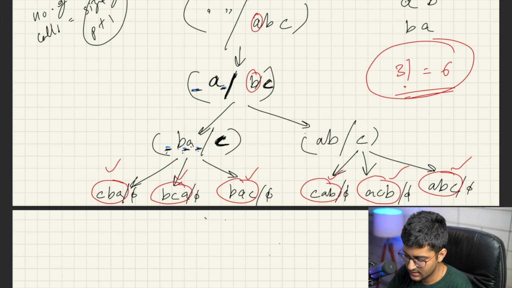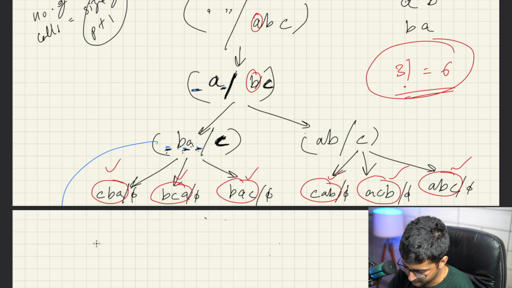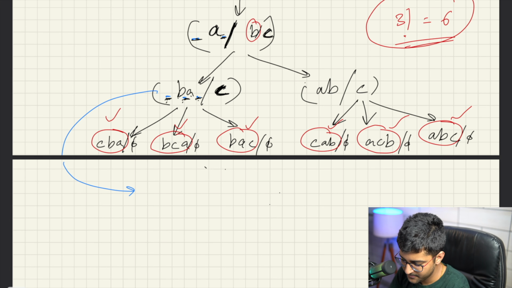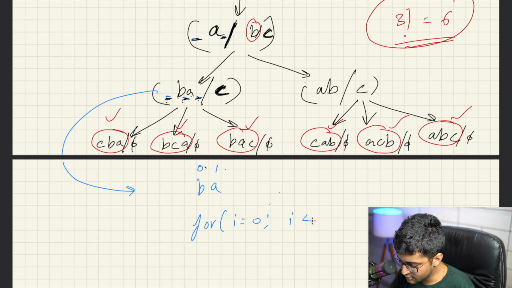How simple is it? So for example, if you're talking about this one, what are you going to do? You are going to have a function call that starts from 0. So if you have BA, the indices are 0 and 1. Your loop is going to start from, let's say, 0, and i is going to be less than or equal to the length of this thing. So less than or equal to 2, and i plus plus.